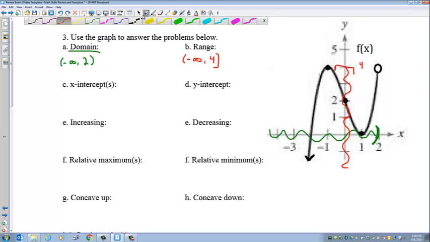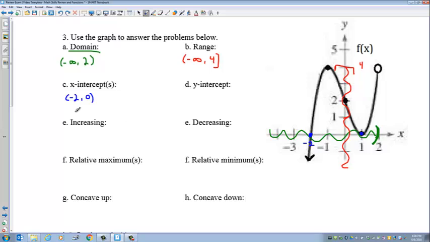Now, x-intercepts are where you cross the x-axis, and so I'll see there's at least one. So there's one. Oh, and there's another one right here. The first intercept, remember this is actually over negative 2, so it's negative 2 comma 0. And the second x-intercept is at 1 comma 0. Now remember, these aren't intervals, these are actually points, the coordinate pairs. And then finally there's one y-intercept right here, and so that's at 0 comma 2.